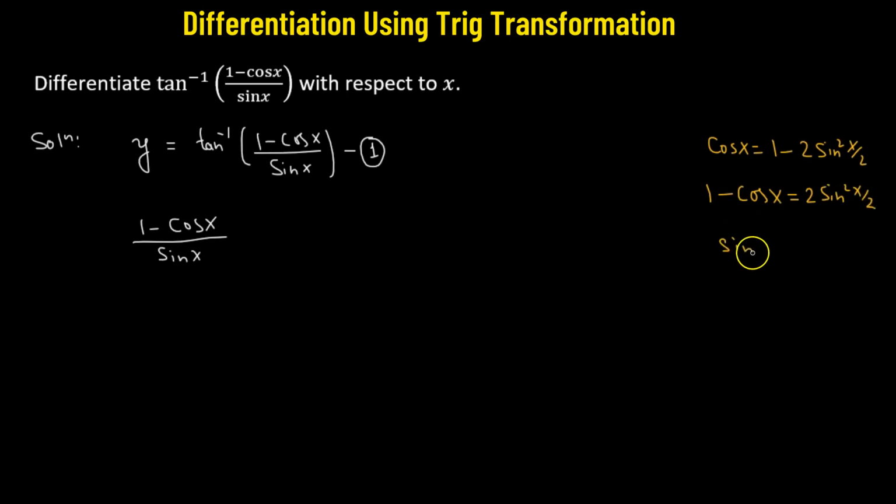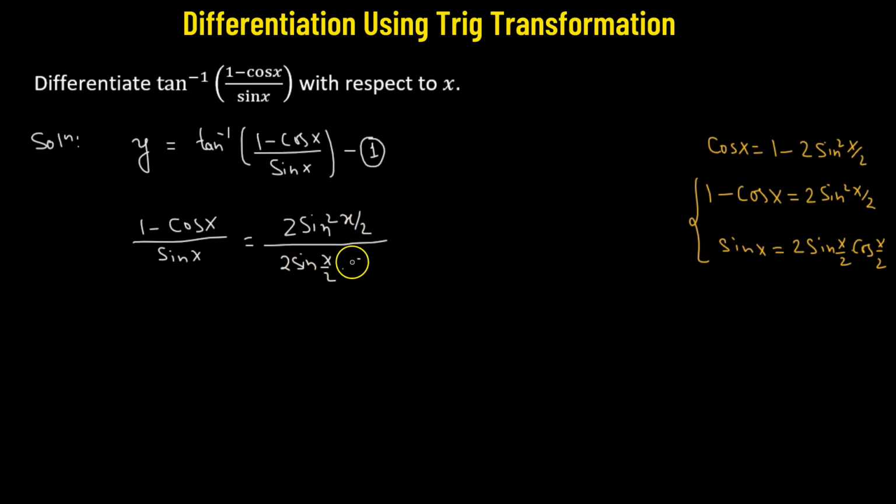And sine of x is equal to 2 times sine x over 2 times cosine of x over 2. So we'll use this and rewrite our given expression as 2 times sine squared x over 2 divided by sine x, where sine x is 2 times sine of x over 2 times cosine of x over 2. Here the 2 and 2 go away, and one sine of x over 2 from the numerator and one from the denominator go away, which leaves us with sine x over 2 divided by cosine of x over 2. This ratio is the tangent function, so we have tangent of x over 2. That means (1 minus cosine x) divided by sine x is also tangent of x over 2.